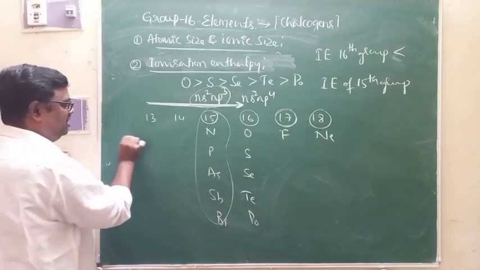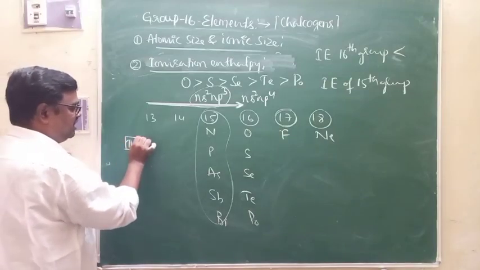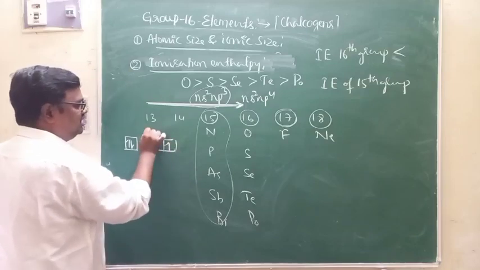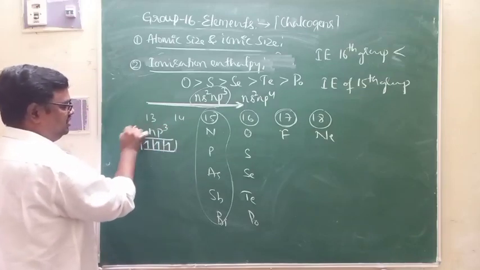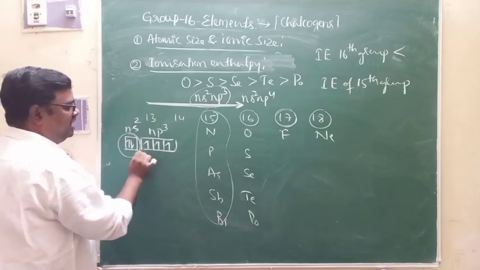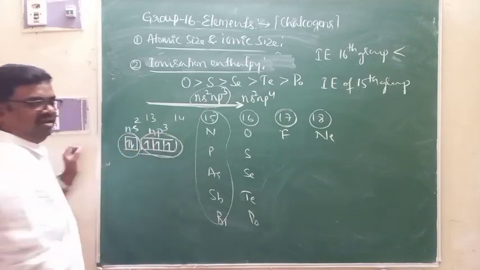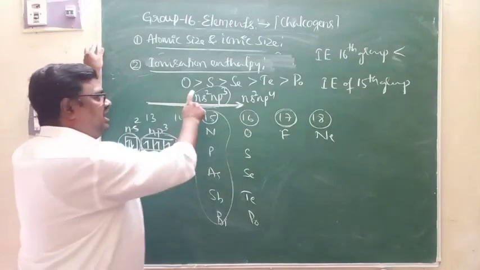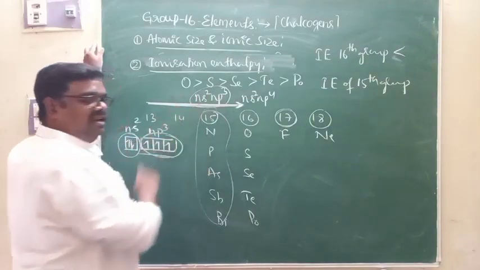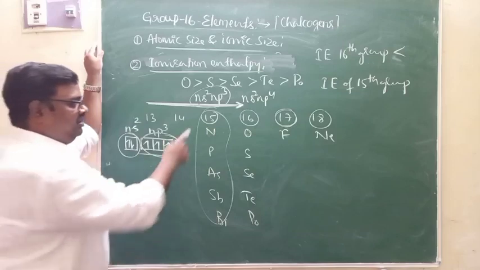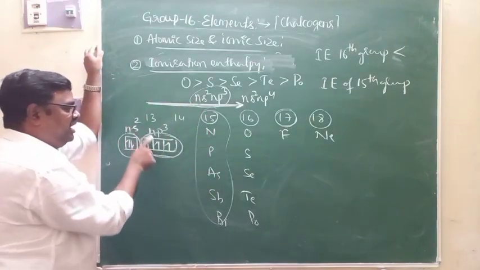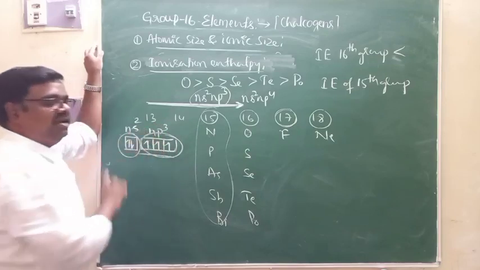You know, ns2 is completely filled, np3 is half filled. Of course, this is ns2, and ns2 is completely filled, np3 is completely half filled. In the case of group 15 elements, the valence shell electronic configuration is ns2 np3. Because of that, these elements are characterized by completely filled ns2 orbital and completely half filled np orbital.